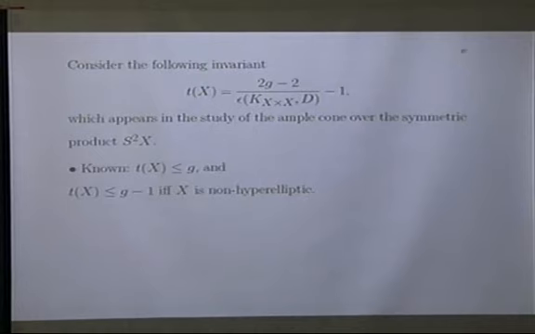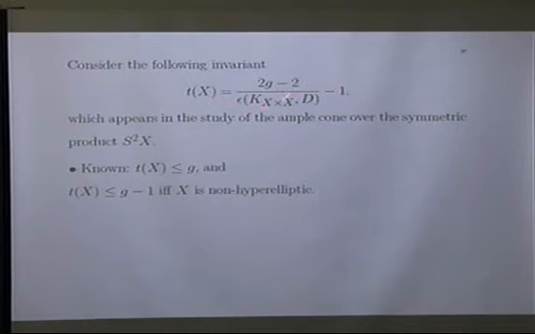So in the remaining 10 minutes or so, I want to look at some corollaries. Here we want to look at this T invariant, T_X, which is used in the study of ample cones over the symmetric product of Riemann surfaces S^2 X. They did not write it in this way, but it's equivalent to this. T_X is 2g minus 2 over this Seshadri constant of K_X times X with respect to the diagonal D, and then minus 1.